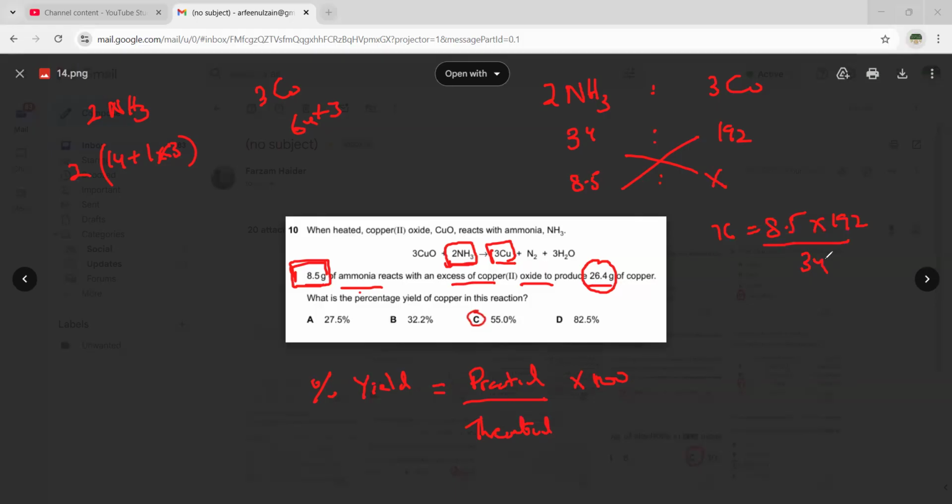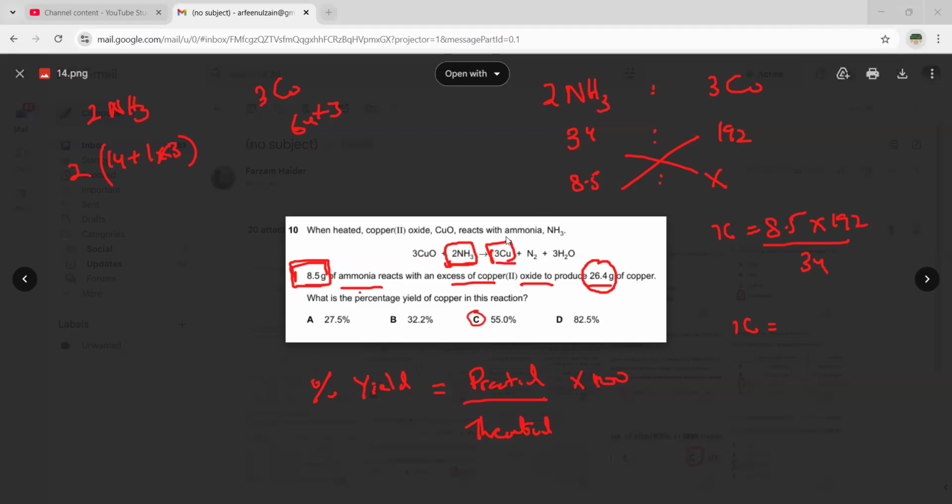What is the answer here? 8.5 times 192 divided by 34. It is 48. Yes, you can do the same thing.